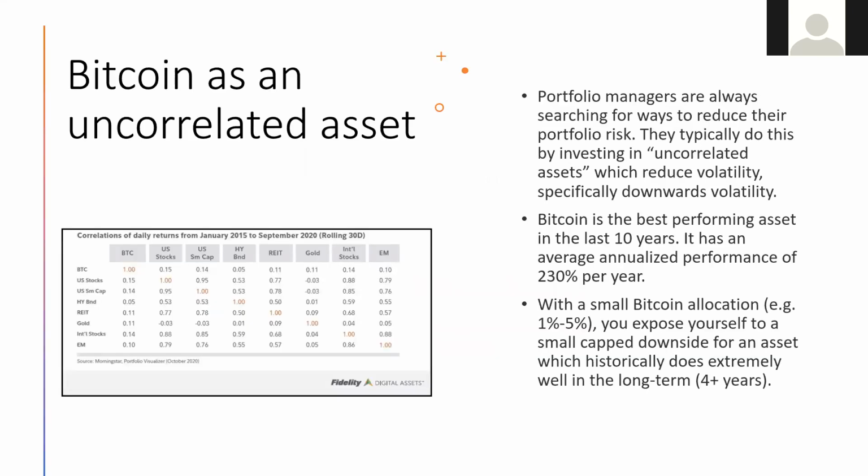Another concept is that Bitcoin is an uncorrelated asset. Portfolio managers are always looking for ways to reduce their portfolio risk while also maximizing their upside. So they typically try to find uncorrelated assets such that all their assets won't go down at the same time. Bitcoin's average annualized performance is 230% per year. Some years Bitcoin can go down 85% or more, but on average, Bitcoin seems to go up. So if you have a small allocation to Bitcoin, like 1 to 5%, your downside is fairly limited. Your upside is going to be pretty good as long as this performance continues, even in the near term.